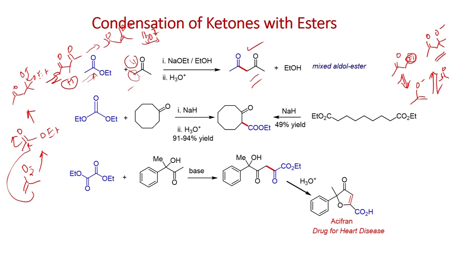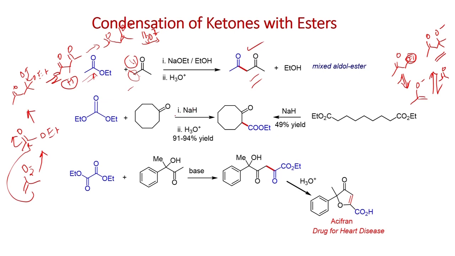The second example involves basically the acylation of an enolate. We use ester here as the acylating agent, and you can try to do acylation of this anion using the ester, and in this way you can introduce an acetyl group. So, this example involves the reaction of diethyl carbonate with cyclooctanone.